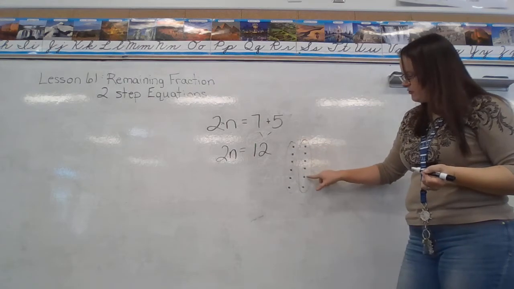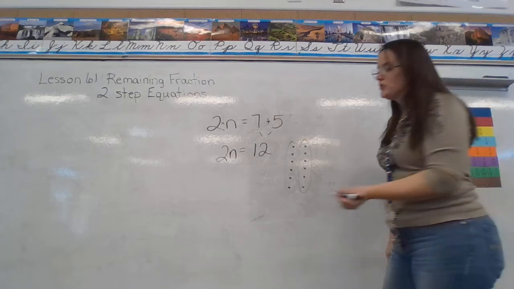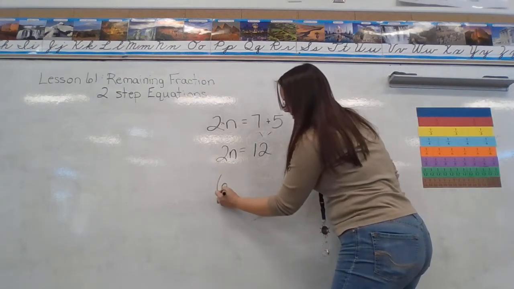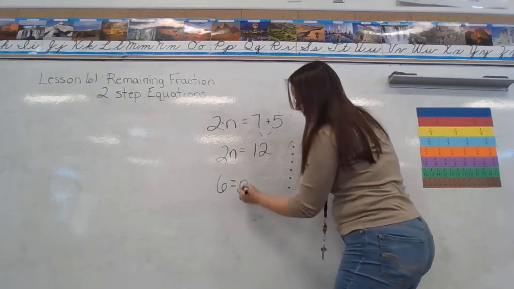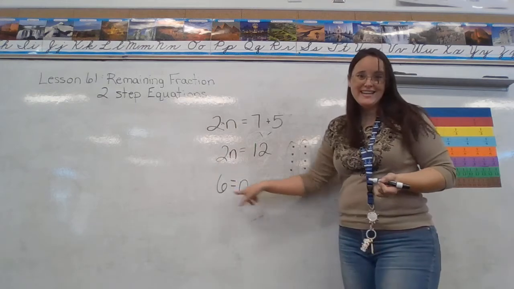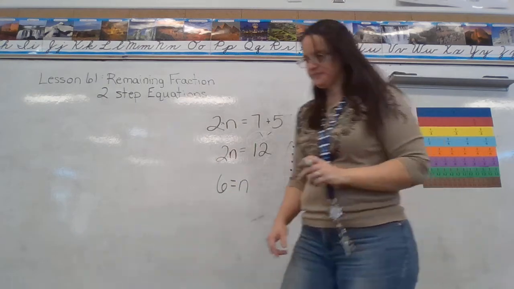1, 2, 3, 4, 5, 6. 2 times 6 equals 12. So our answer, our n, is equal to 6.